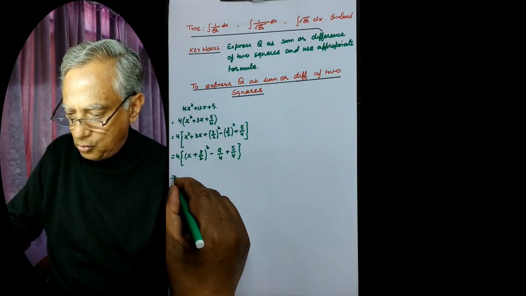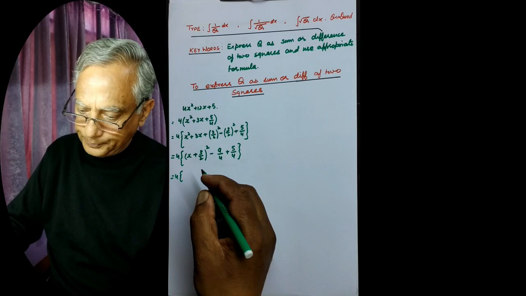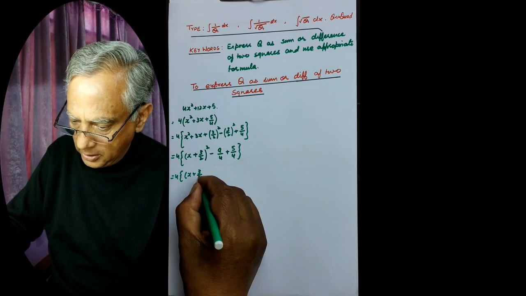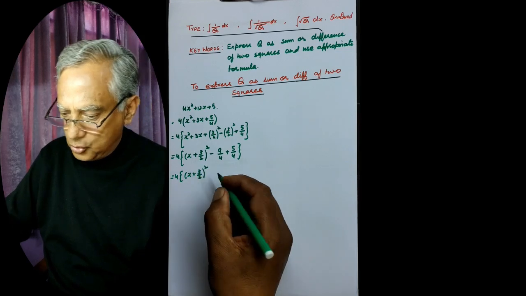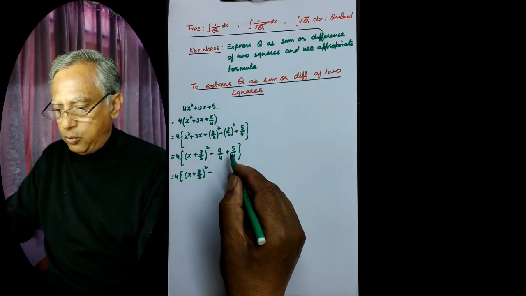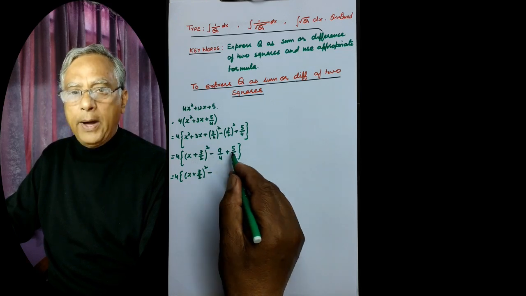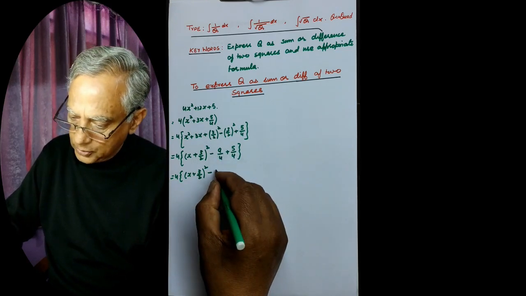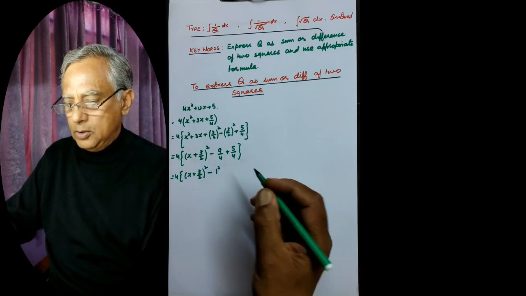And this is equal to 4 into x plus 3 by 2 whole square minus. Now minus 9 by 4 plus 5 by 4 is minus 1. So this is minus 1 whole square.